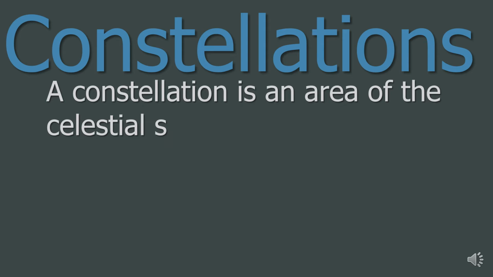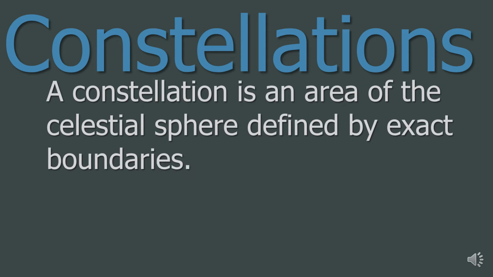So what is a constellation? A constellation is an area of the celestial sphere defined by exact boundaries. Now, the celestial sphere is the night sky, so a constellation is just an area of the night sky. The pattern of stars within that area is an asterism.